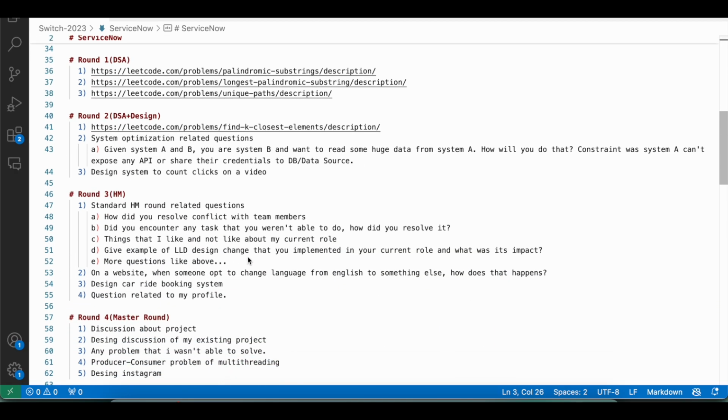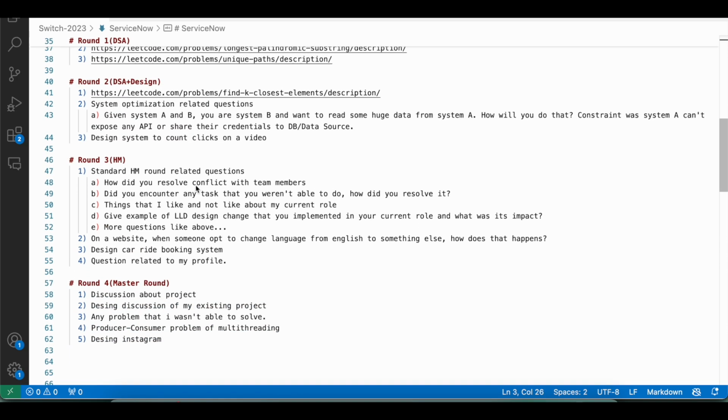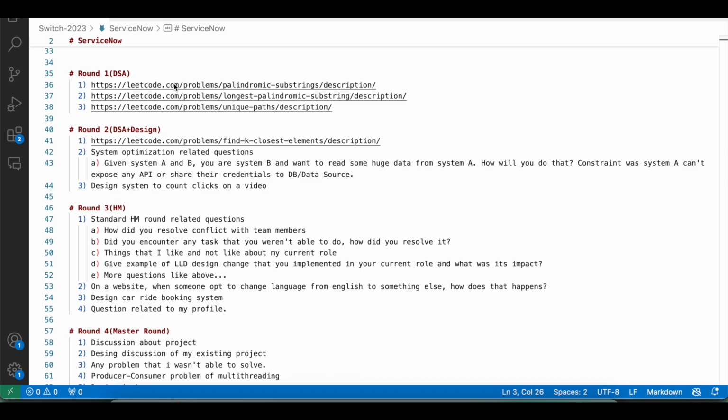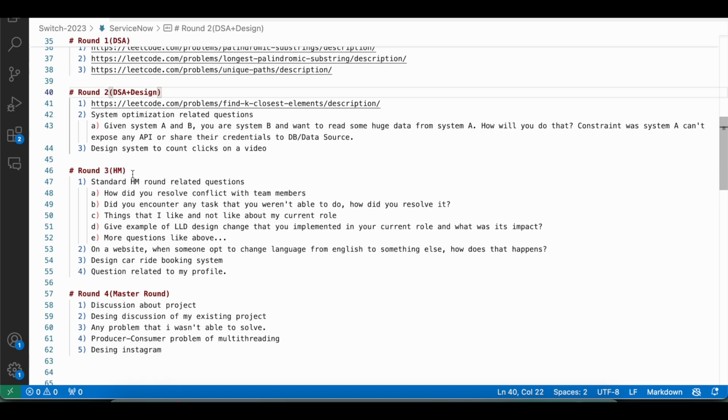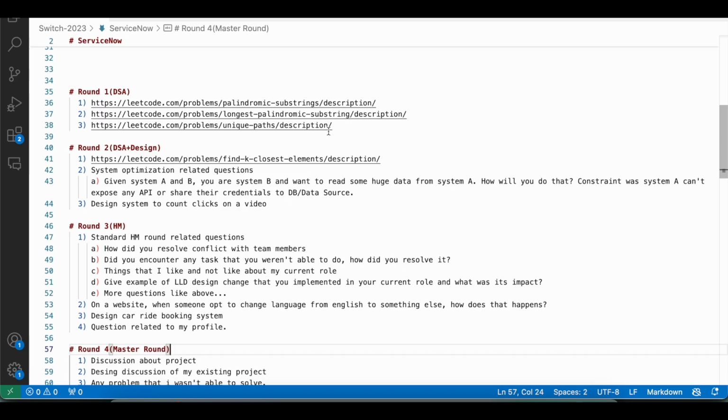There were basically 4 rounds in total, and the first round was related to data structures and algorithms. The second round was also data structures and algorithms, plus there was a design part. The third round was the HM, the hiring manager round, and the fourth round was called the master round. I don't know why it's called the master round, but that's what the recruiter told me. So these were the 4 rounds, and let's go one by one through what happened in each round.